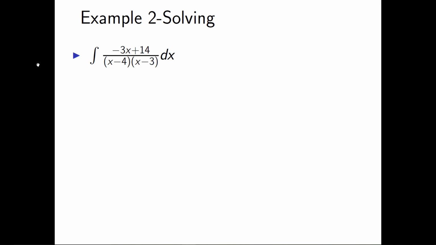Okay, so this example, we're actually going to solve the integral. So we don't just have a term now, we have the integral of minus 3x plus 14 over x minus 4, x minus 3. We have two linear terms here, they're not repeated. And so if we drop the integral sign temporarily, we can say that the fraction on the left hand side is going to be equal to these two fractions, A over x minus 4 plus B over x minus 3. Nice simple linear terms.